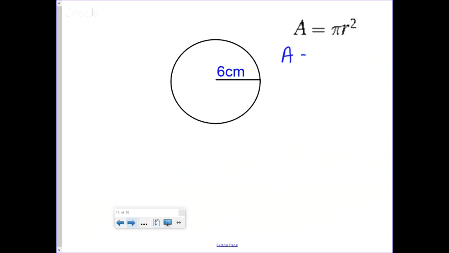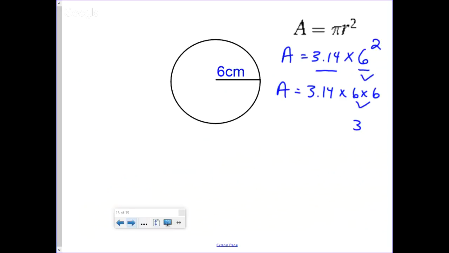So let's go ahead and do the formula. So area equals pi, which is 3.14, times, what is the radius? 6 centimeters, and that has to be squared. Okay, so what we're doing is multiplying pi 3.14 times 6 to the 2nd power. All right, now just like order of operations, we have to do the exponent first. So what is 6 to the 2nd power? Well, that's 6 times 6, which is 36, times 3.14.